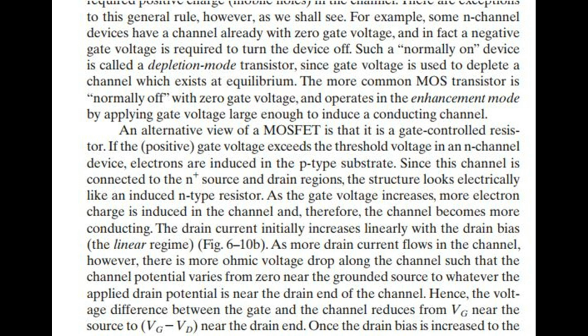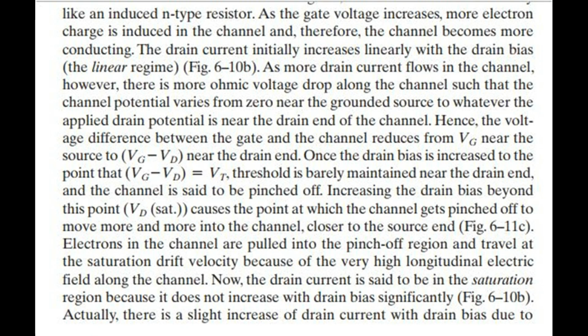As more drain current flows in the channel, however, there is more ohmic voltage drop along the channel such that the channel potential varies from zero near the grounded source to whatever the applied drain potential is near the drain end of the channel. Hence, the voltage difference between the gate and the channel reduces from Vg near the source to Vg - Vd near the drain end. Once the drain bias is increased to the point that Vg - Vd equals Vt, threshold is barely maintained near the drain end, and the channel is said to be pinched off.